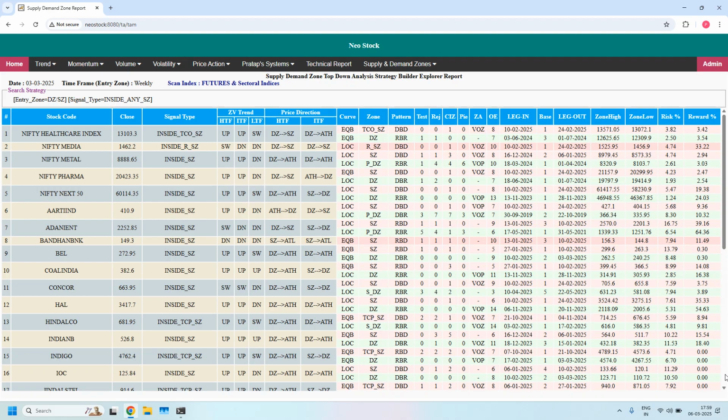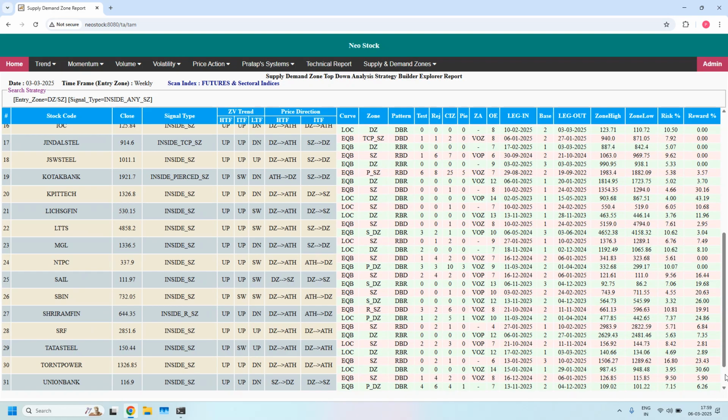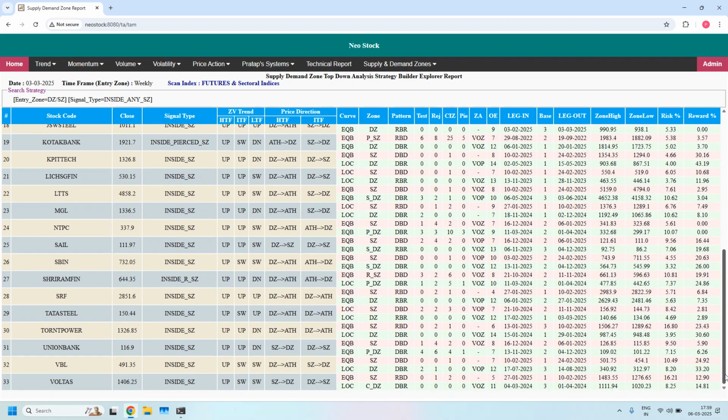I'm scrolling the list down. So total 33 stocks are filtered. Out of these 33 weekly supply zones, how many supply zones are having weekly EMA confluence? Let's verify.